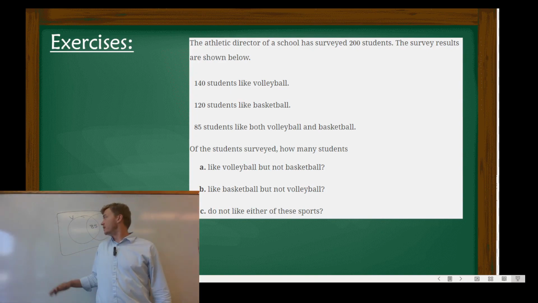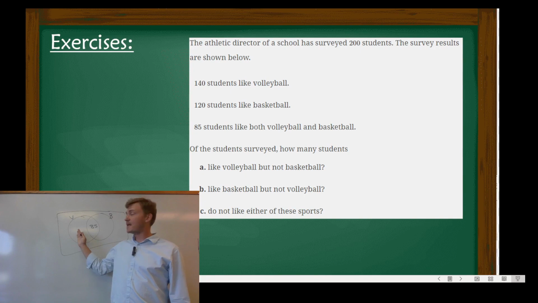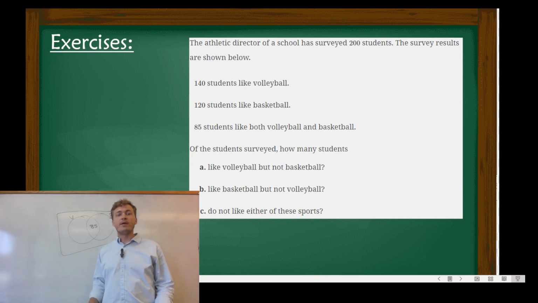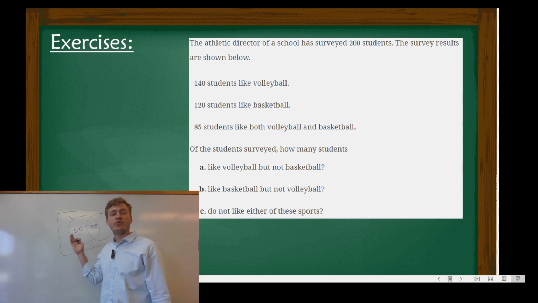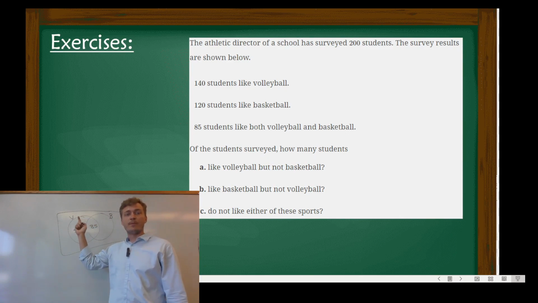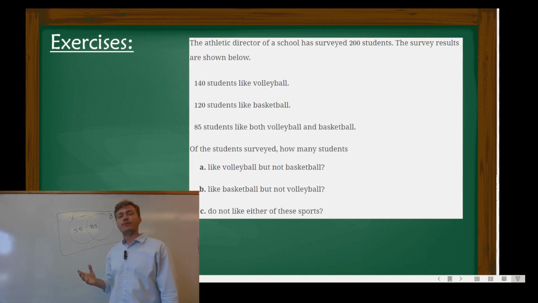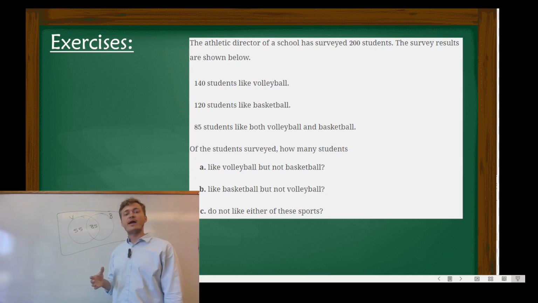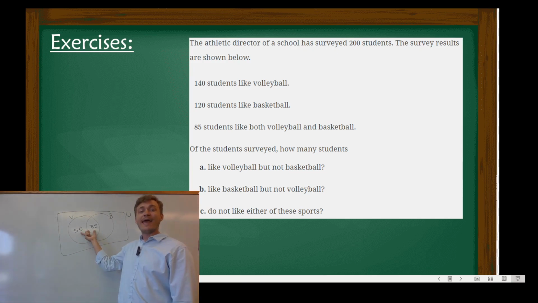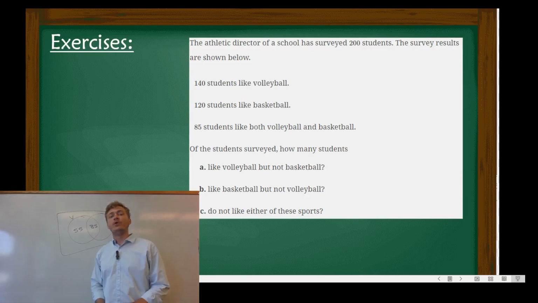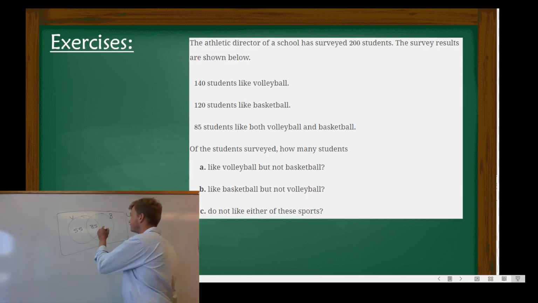Now, 140 does not go to the left, right? Because 85 of the 140 are already there. So what's the remaining, right? 140 minus 85, or 55. So now we see the grand total of 140 are in the volleyball. Likewise, for basketball, there's 120, but 85 of them are already accounted for. Right? That's why in the formula before we had to subtract the overlap, subtract the intersection, because 85 is going to be included in this circle, and 85 is going to be included over here. 120 minus 85 is 35.